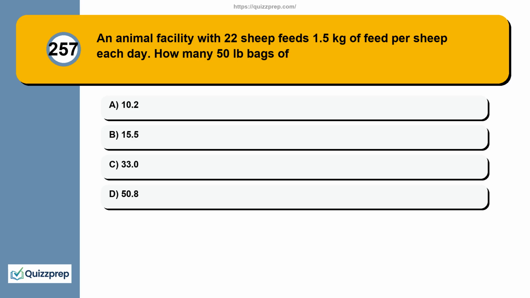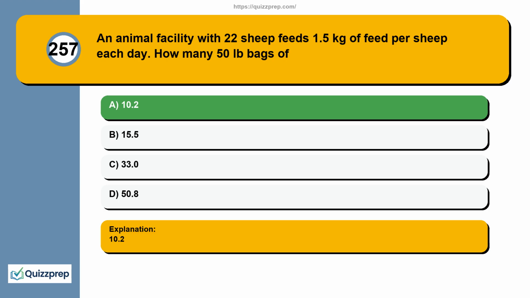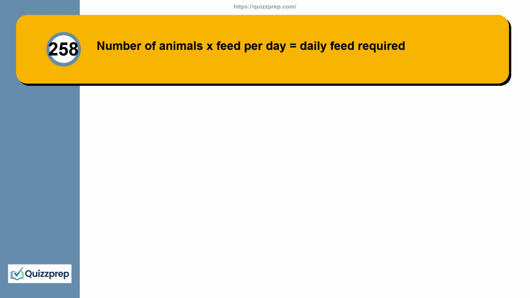Question 257. An animal facility with 22 sheep feeds 1.5 kilograms of feed per sheep each day. How many 50-pound bags of feed are needed? Option A, 10.2. Option B, 15.5. Option C, 33.0. Option D, 50.8. The correct answer is option A, 10.2. Explanation: number of animals x feed per day equals daily feed required.